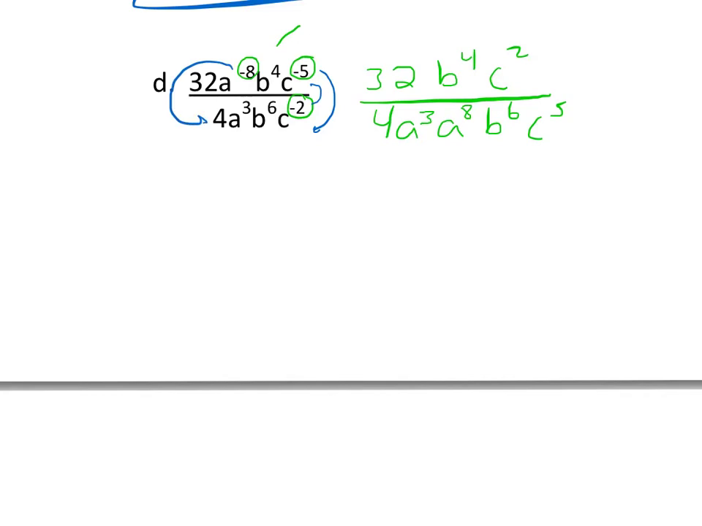Let's make sure we have everything. We have 32, b to the fourth, and c squared moved to the top. On the bottom we have 4, a to the third, a to the eighth now that it was moved, b to the sixth, and c to the fifth. So everything's in the right place. No negative exponents, so now we can simplify. 4 goes into 4 once. 4 goes into 32 8 times. So we have 8. Oops, excuse me, that's going to be in the bottom. Let's take care of that. Okay, so then we have b to the fourth.